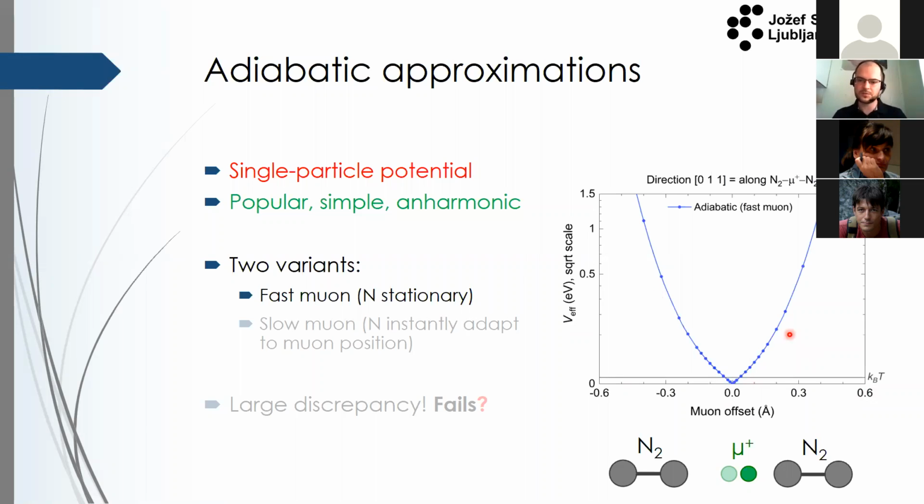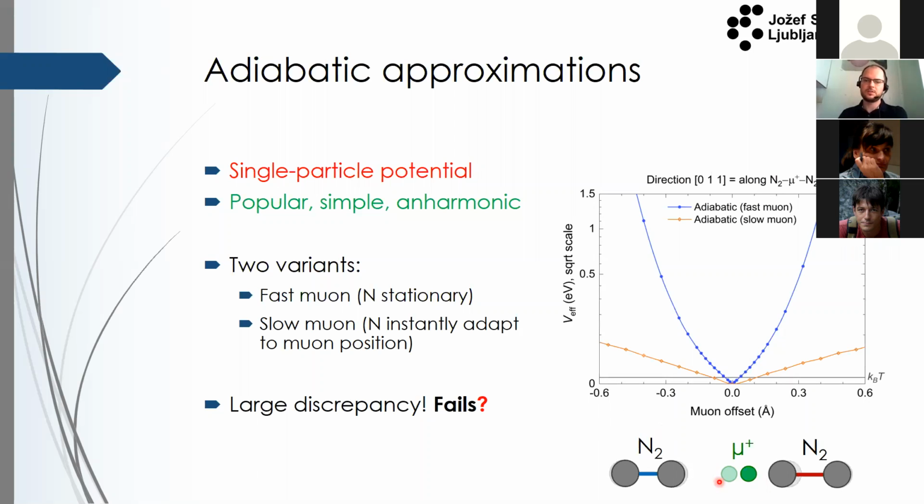So we see that for small displacements, the energy is mostly harmonic, but then it starts to deviate. There are anharmonic effects at large deviations of the muon. So this is under the assumption of a fast muon, where the nitrogens are completely stationary. The other limit is for a slow muon, where we relax the whole crystal structure around each instantaneous muon position. We get this orange potential, which is much shallower.